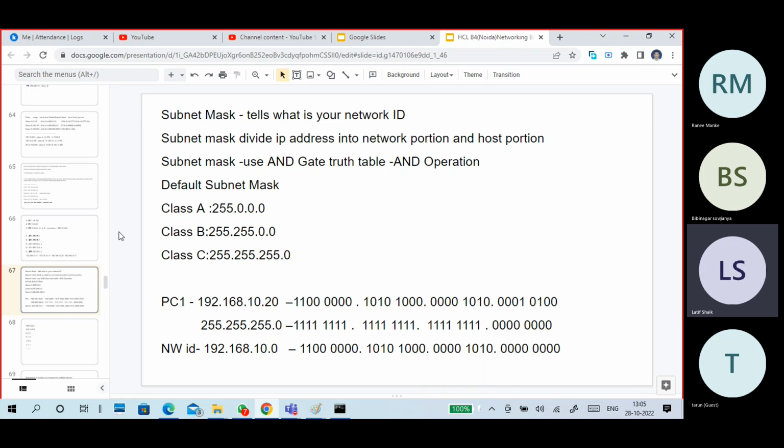Just to know how to find a network ID from your subnet mask using the AND gate. So you have an IP address and you have a subnet mask. Convert your IP address and subnet mask into binary and do the ANDing operation. It is 192.168.10.20 and 255.255.255.0. This is a class C IP address, and I am using a class C subnet mask.